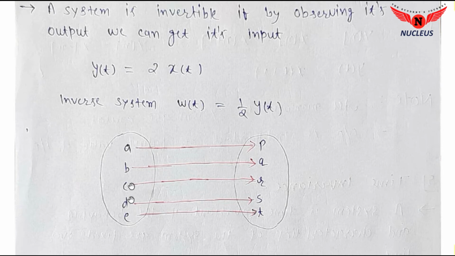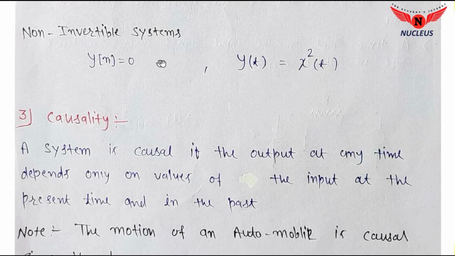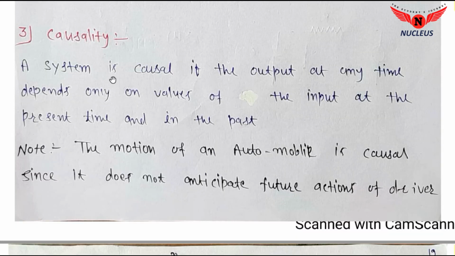If you know the output, you can find out the value of the input from the relationship. These are examples of non-invertible systems. If you put x(t) equal to the square root of y(t), x(t) leads to two different values of y(t). So this system is non-invertible. This is a very important property of systems.